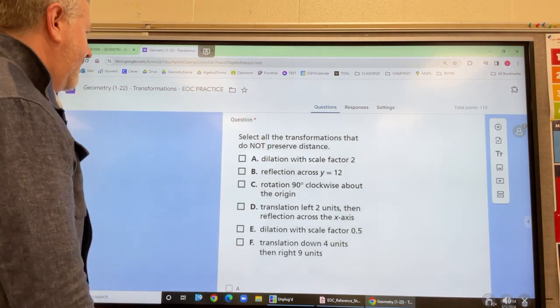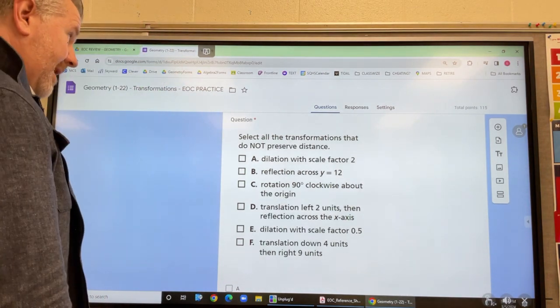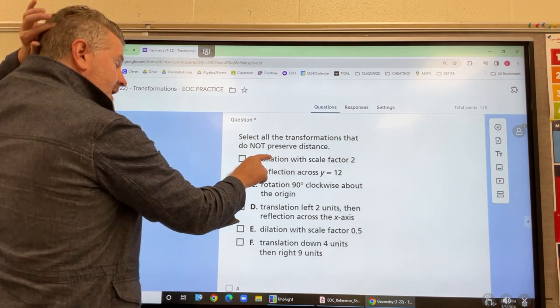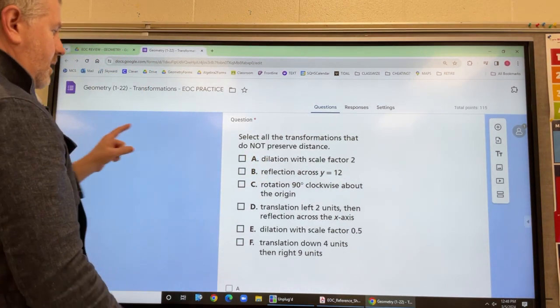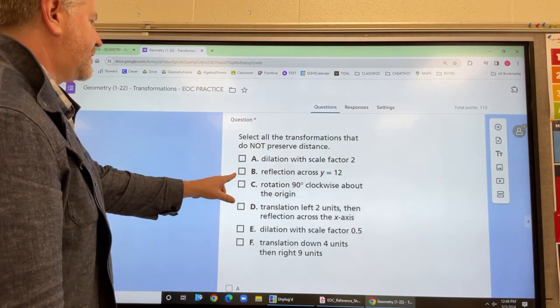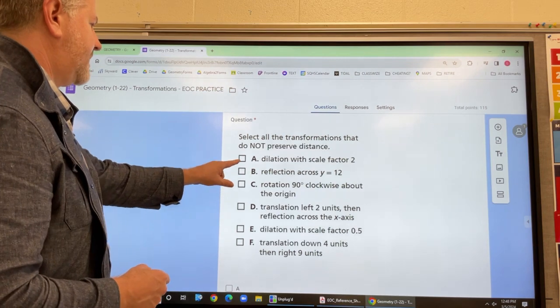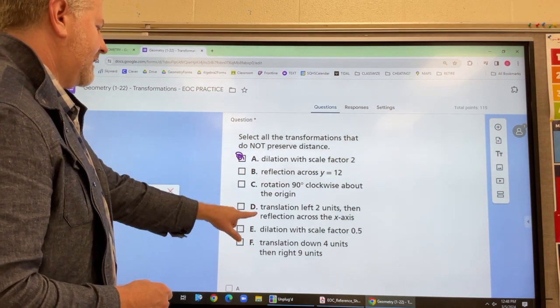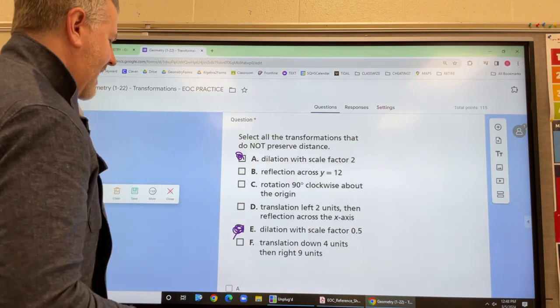All right, so we're going to select all the transformations that do not preserve distance. Dilation does not preserve distance. Let's see. Reflection across Y equals that preserves distance. Rotation clockwise preserves distance. Dilation does not. Left and then a reflection preserves distance. Dilation does not preserve distance. So we're going to go with A and E on that.